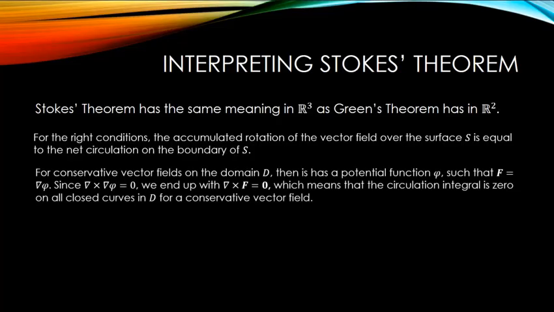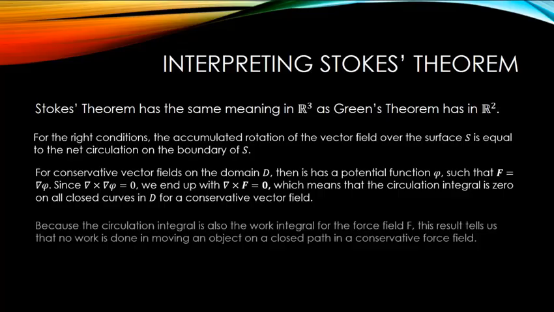For a conservative vector field on the domain D, there is a potential function phi such that F is equal to del phi. Since del cross del phi is equal to 0, we end up with del cross F equal to 0, which means that the circulation integral is 0 on all closed curves in D for a conservative vector field. Because the circulation integral is also the work integral for the force field F, it also tells us that no work is done on moving an object along a closed path in a conservative force field.